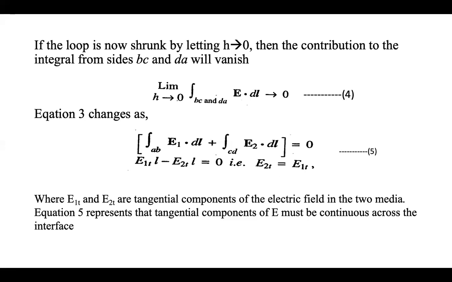But if D1 minus D2 was not 0, if it was some value like sigma, then we said it was not continuous, but it has a difference of sigma. But here you can see E2T is equal to E1T. This represents E is continuous from the second medium to the first medium. E1T and E2T are the tangential components of the electric field in the two media, and this equation represents that the tangential components of E must be continuous across the interface.